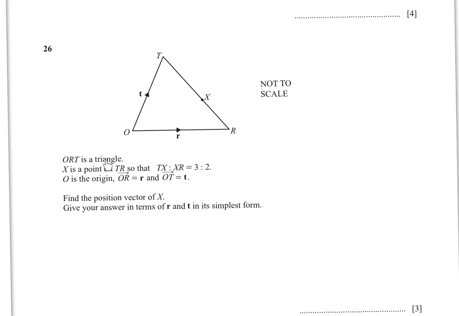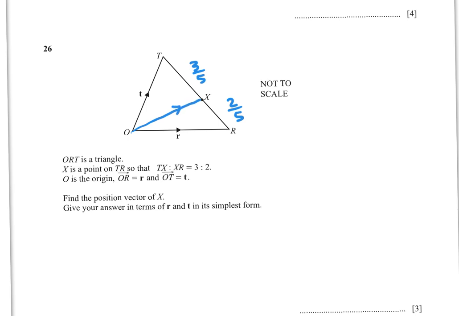26. ORT is a triangle. X is a point on TR, so that TX to XR is 3 to 2. So the ratio between them is 3 to 2. We have 5 parts in all, 3 plus 2, 5. So this 3 over 5 is the whole length, and this is 2 over 5. O is the origin, OR equals r, OT is t. Find the position vector of X. Position vector means start from O, so position vector for X means OX.